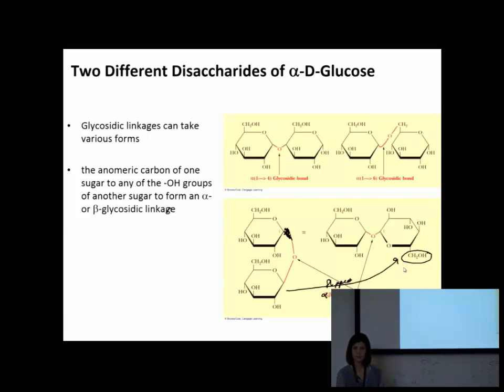Do you think I'm going to do that to you on the test? So how do you know if it's beta? Here, I know that this is beta because look at this one. This is at the anomeric carbon. It's involved in the glycosidic bond, and it's pointed up. Up means beta, down means alpha.